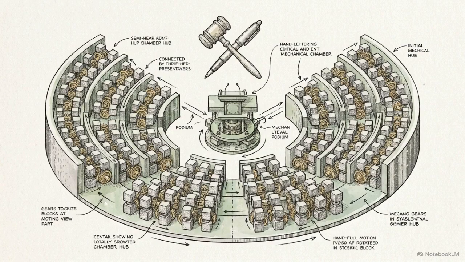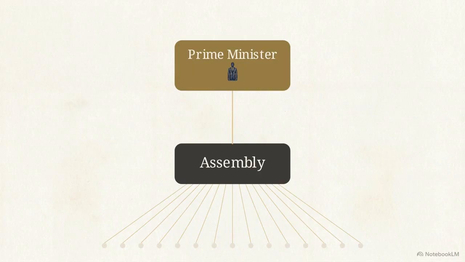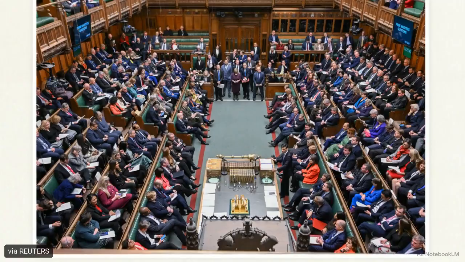Here, the voters elect a single assembly, which holds both the executive and legislative power. The public doesn't directly vote for their leader. Instead, the majority party within that elected assembly chooses the prime minister. Because the prime minister and legislature are on the same team, with no executive veto, laws can be passed incredibly fast. The foundational model for this is Great Britain.